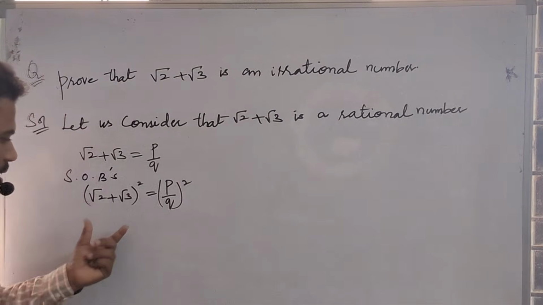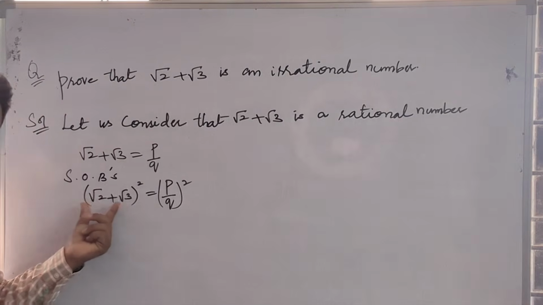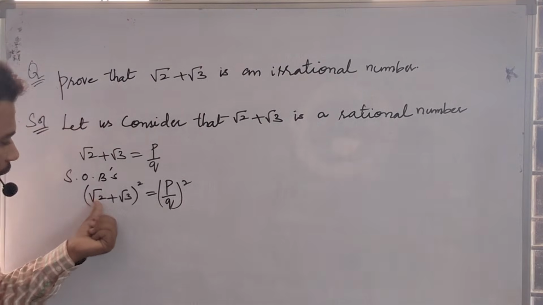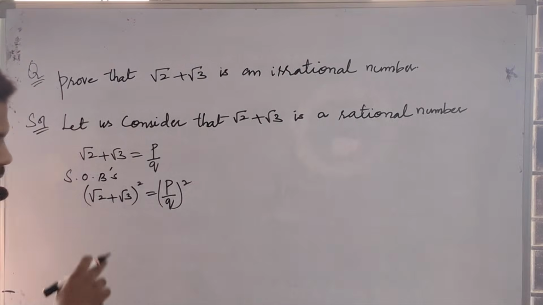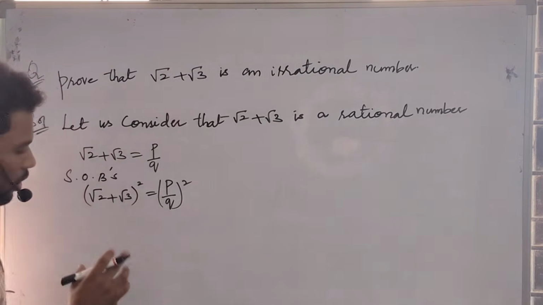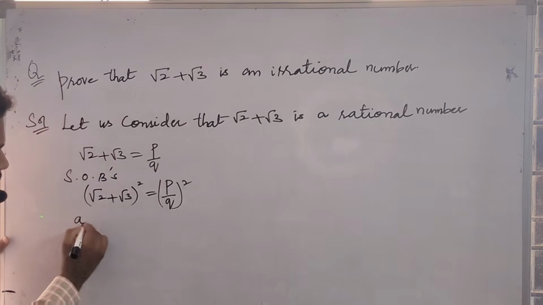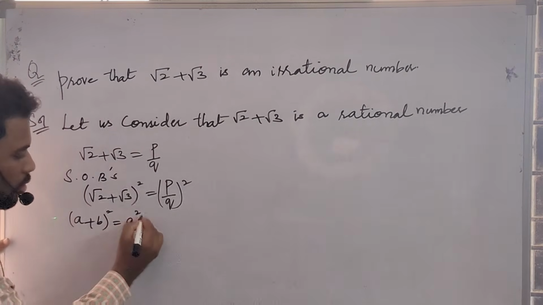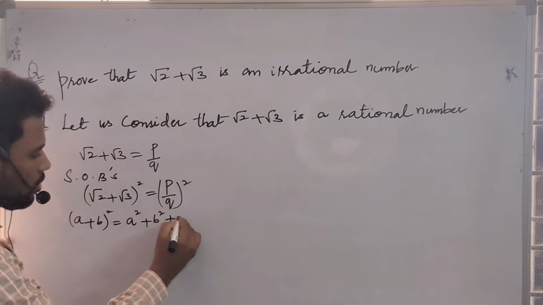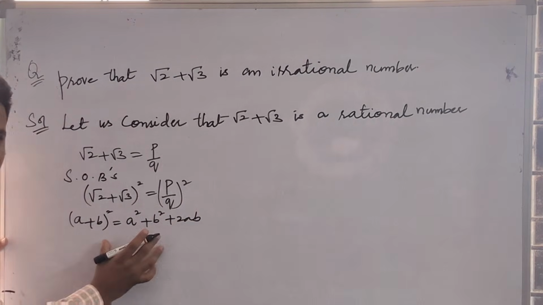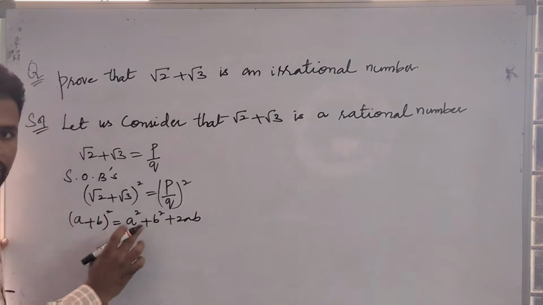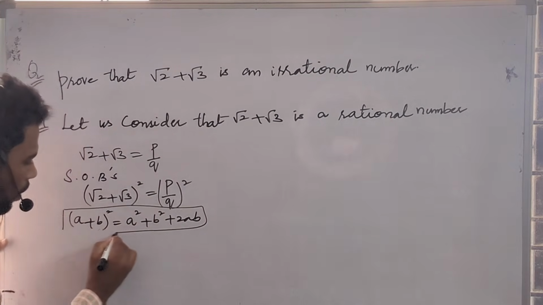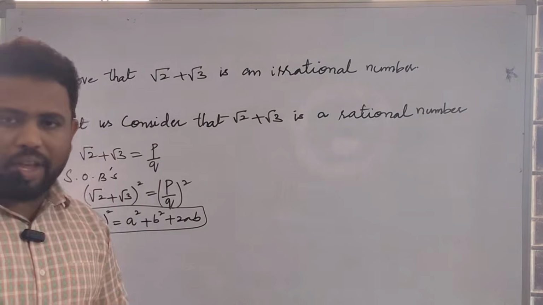Now you can see that the left hand side is in the form of a basic algebraic identity, a plus b whole square. So we are going to apply a plus b whole square here. What is a plus b whole square? It is a square plus b square plus 2ab. This is the basic algebraic identity that we have applied here.